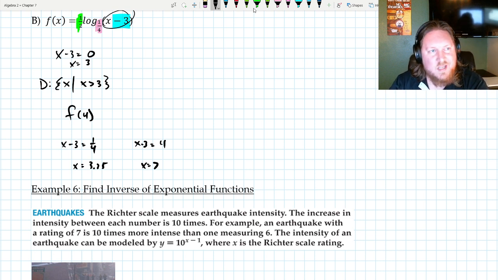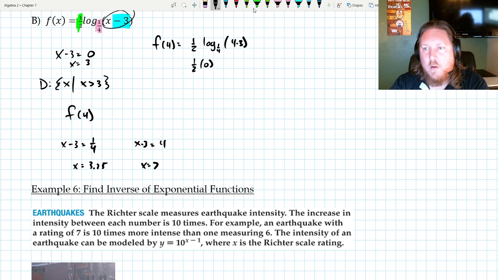And all I have to do is take the input and work it backwards so I can find those 3 interesting values there. So let's go ahead and calculate them. F of 4 is equal to 1 half times log base 1/4 of 4 minus 3. 4 minus 3 is 1. Log base 1/4 of 1 is 0, which means f of 4 equals 0.